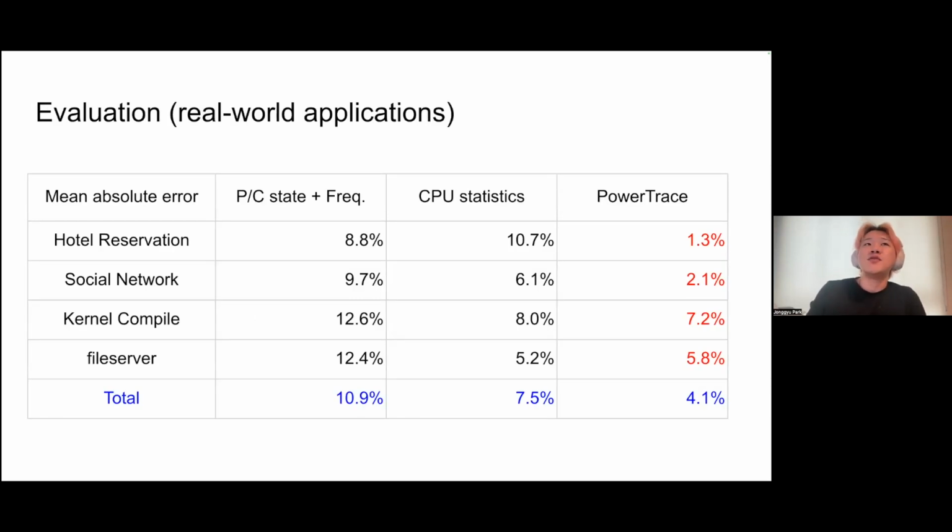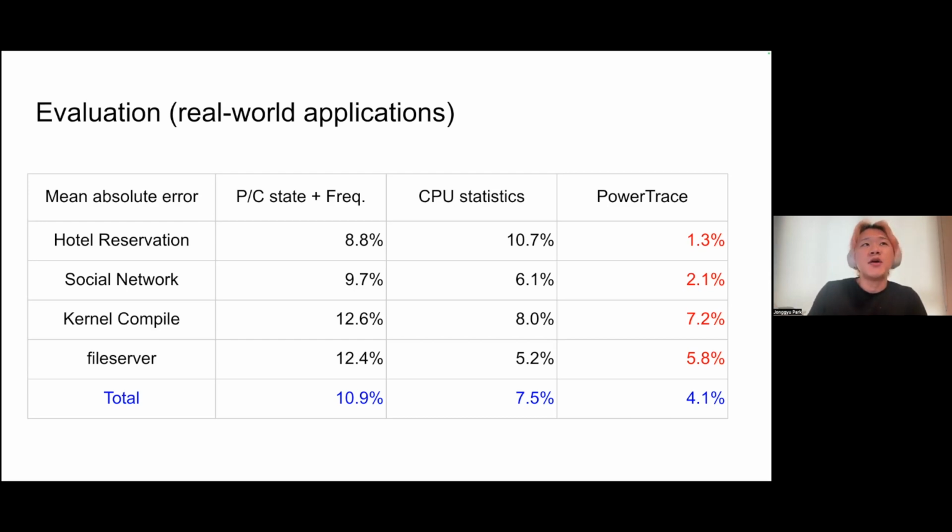Here's the evaluation of our tool using real-world applications, including microservices that are not included in the training data. So we collected such real-world application traces, and we used them solely as testing data, other than training data. The leftmost column only collects the CPU states, including P-state and C-state, and average frequency per core information. And the second one collects only perf data, such as cycles, instruction count, branch misses, and so on. And PowerTrace here gathers both of them.